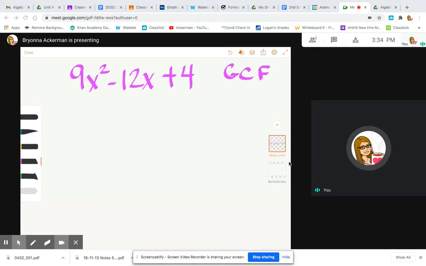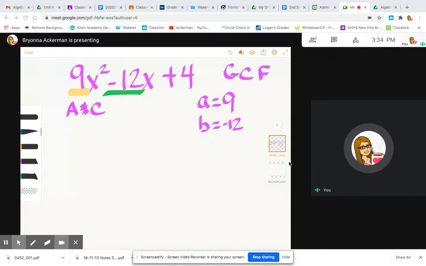So from here, we're going to do A times C, okay? A is always in front of the x squared, so that's 9. B is always in front of the x, so in this case it's negative 12. And C is always the constant, and so in this case it's 4.